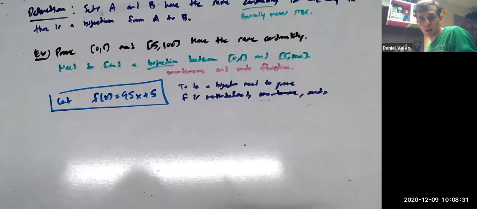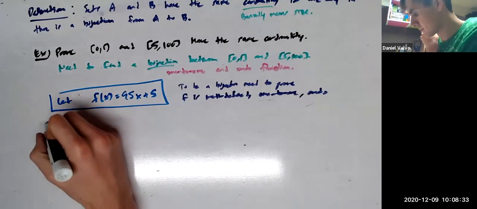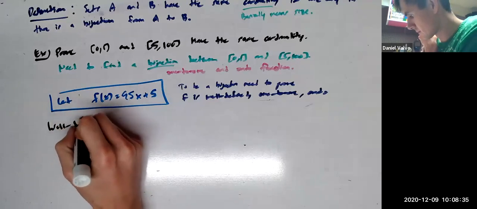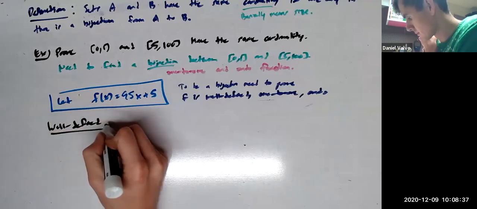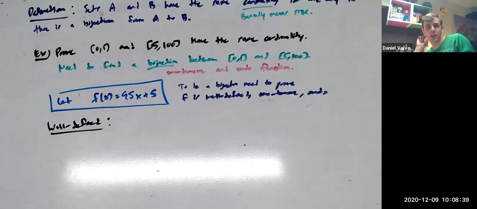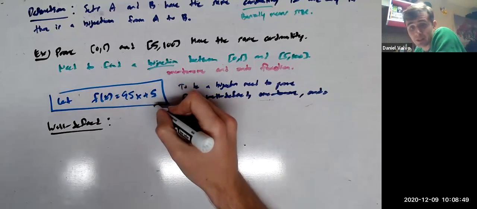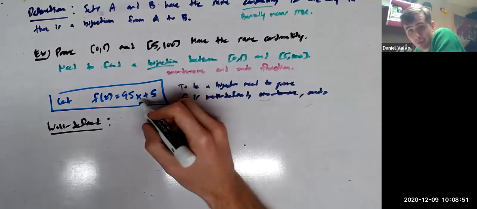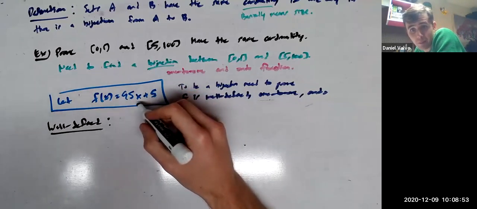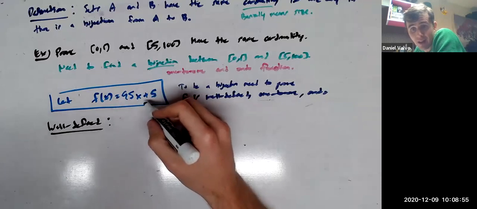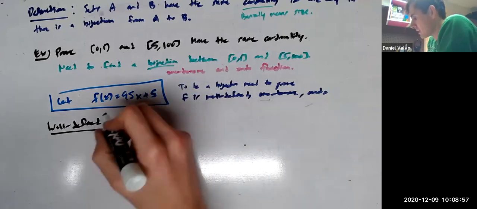So let's do well-defined first. So is our function f here well-defined? Yeah. Function f is totally well-defined. Why is it totally well-defined? Well, because it's made up of 95 times x plus 5. And for each input, 95 times x is one output. And add 5 to that, it's still just one output.